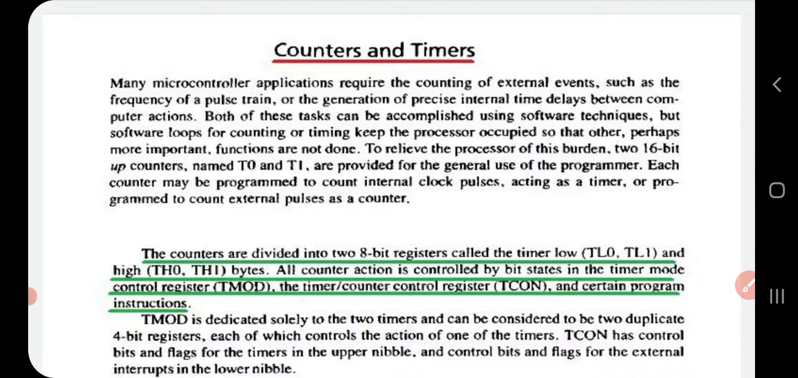Most of the microcontroller applications, we all know, require counting of external events such as the frequency of a pulse train, or the generation of precise internal time delays between computer actions. That is, most of the controller applications require counting. It may be the counting of external events or the counting of internal events.